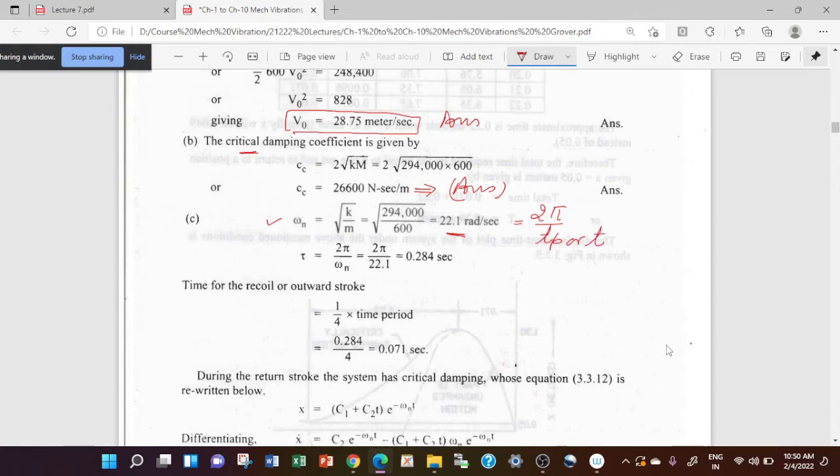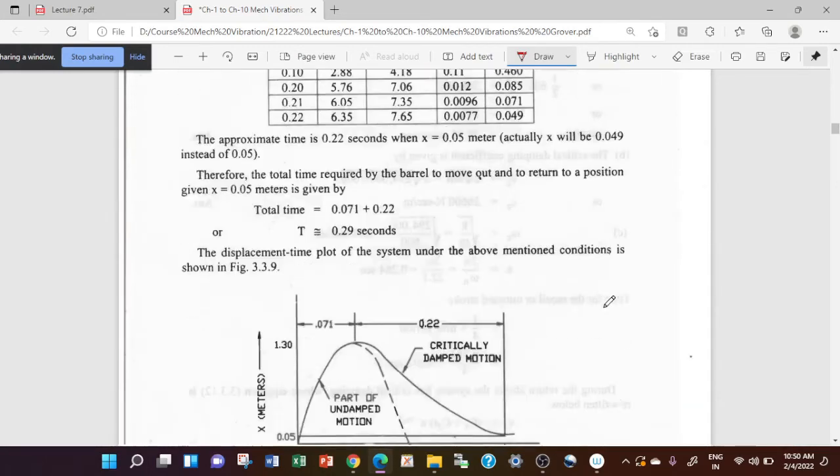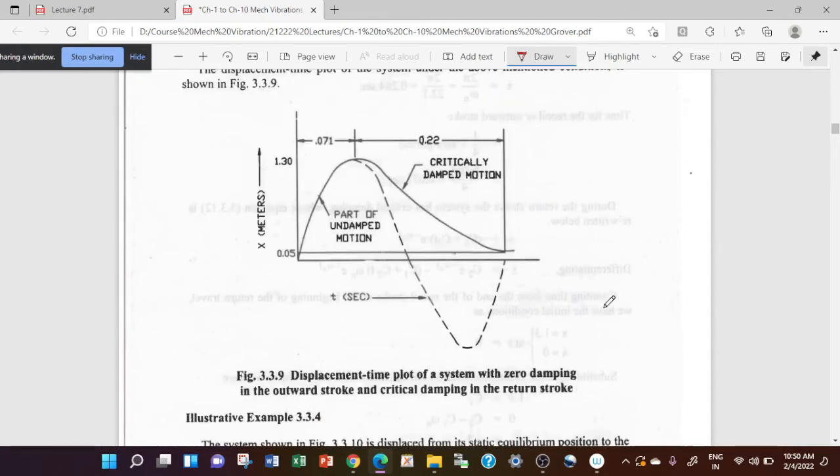It comes out to be 0.284. Now this is the condition here. Here we have time on the x-axis and displacement on the y-axis. You don't have any damper at the start of the firing, and you are getting 0.284 for the 1/4 cycle.